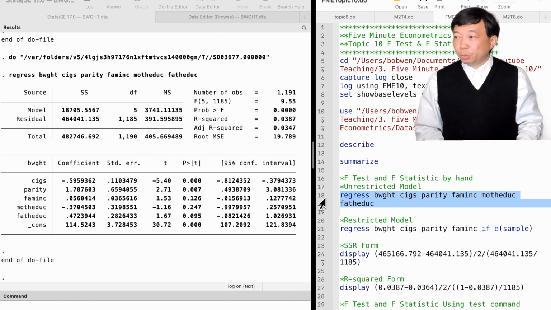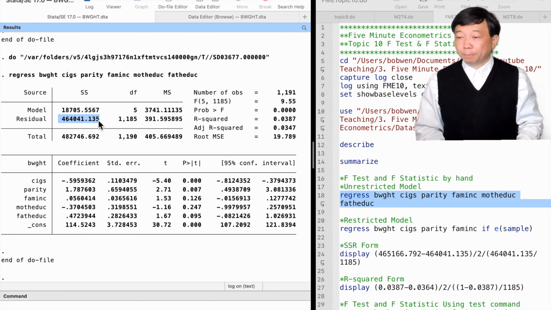From the result window, we find the residual sum of squares, which is 464,041.135. We also see the R², which is 0.0387. This is the unrestricted model.